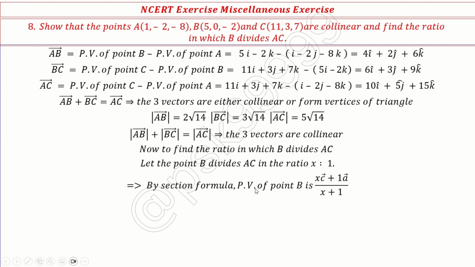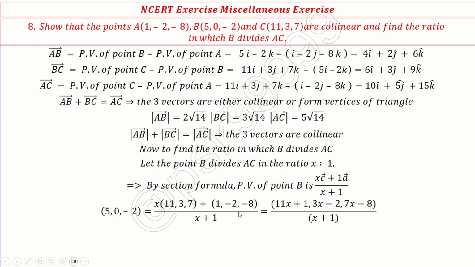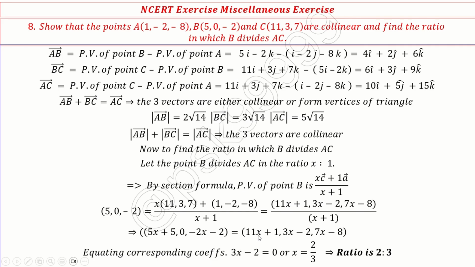By the section formula, the position vector of the point B is x times c bar plus a bar, divided by x plus 1. Here it is 5i minus 2k. B divides A and C in the x is to 1 ratio. Here it is 11i plus 3j plus 7k for C, and A. When you simplify, what you will get is (11x plus 1) i plus (3x minus 2) j plus (7x minus 8) k.